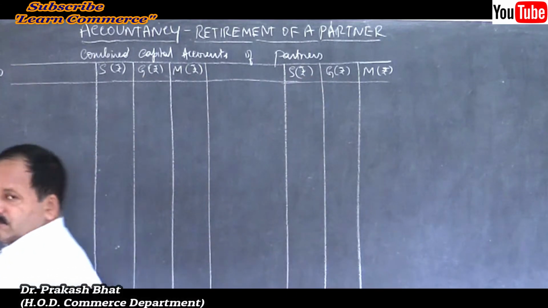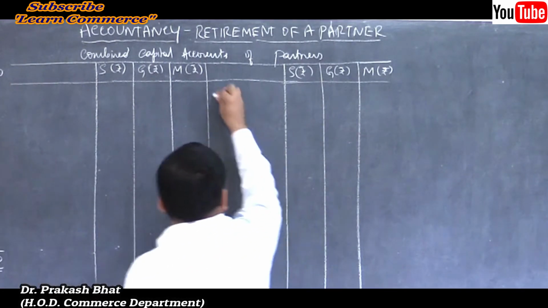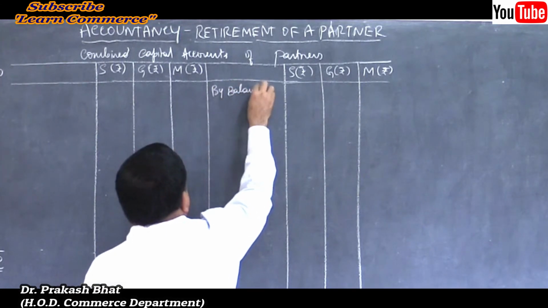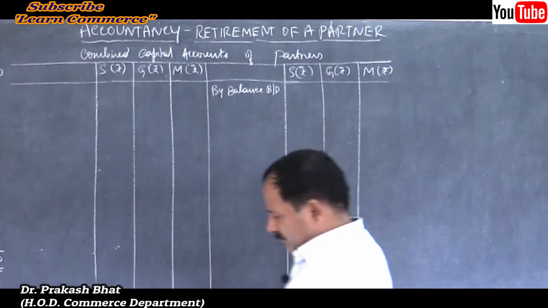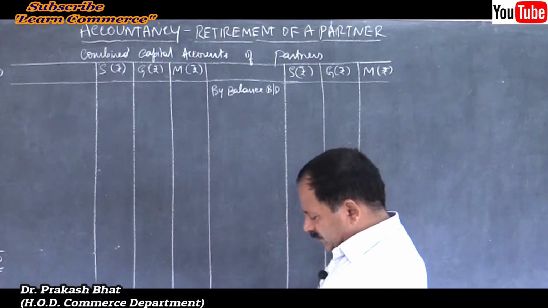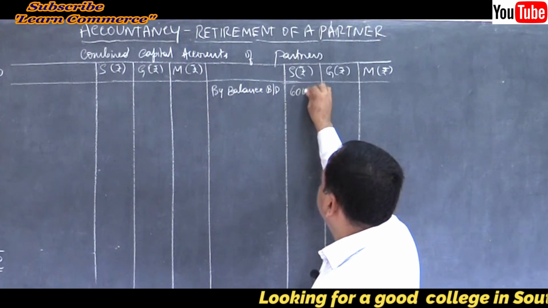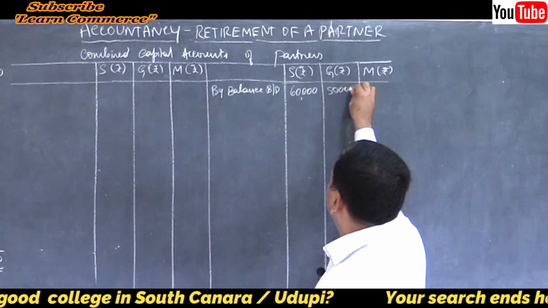Yes. By balance brought down, the starting point: 60, 50 and 30.